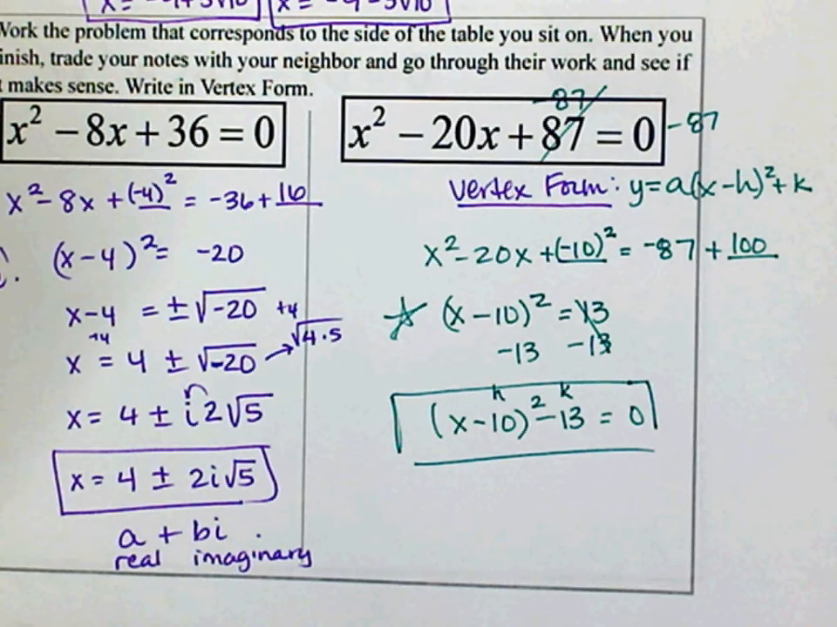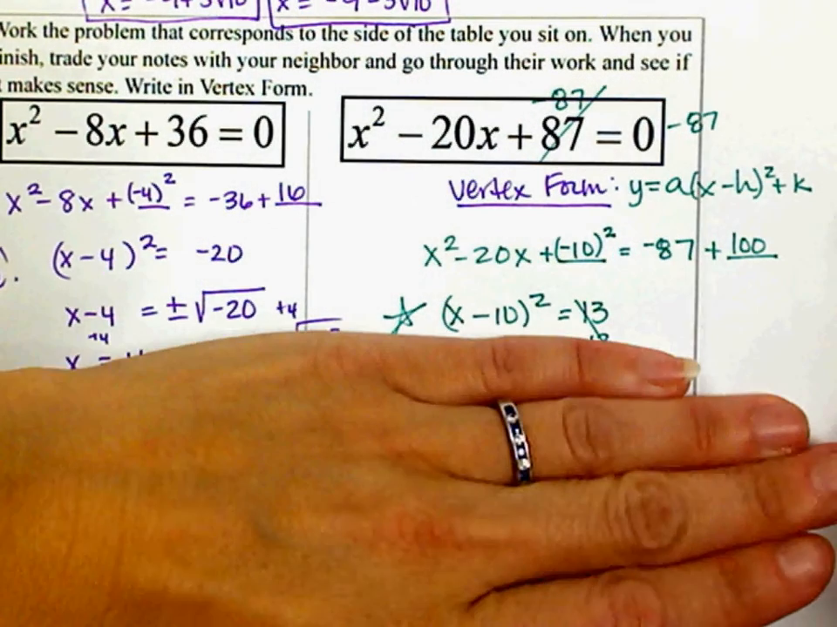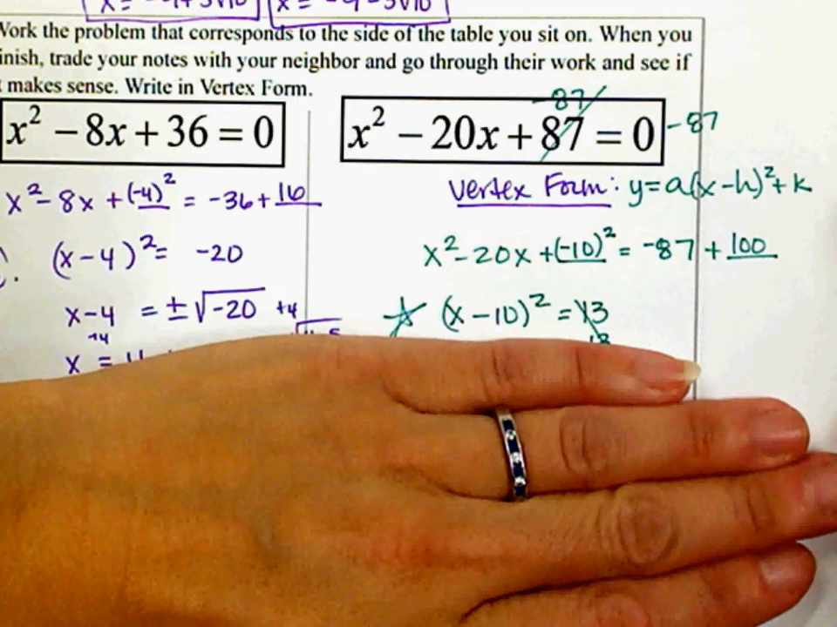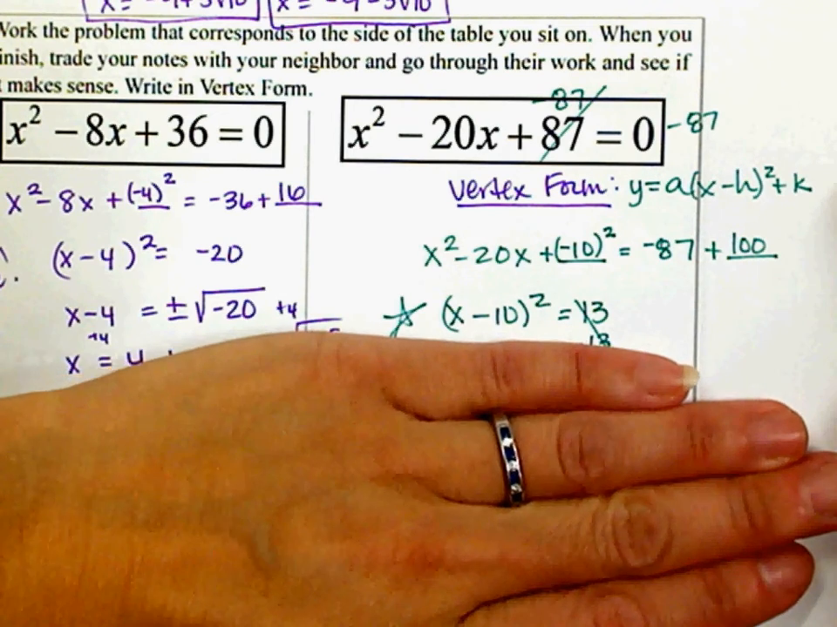So from here is where you decide. Are you going to solve for it, or are you going to do the vertex form? Solve, you're going to have to do the math. Vertex, you just move it over.